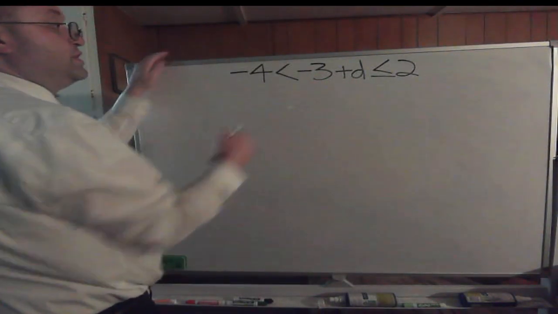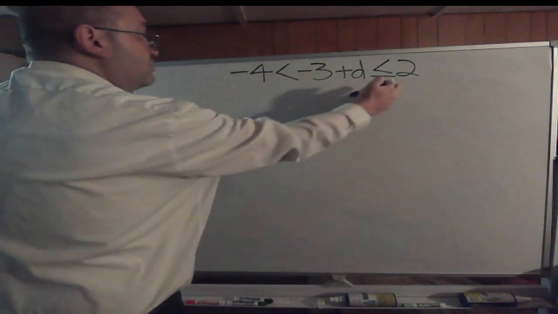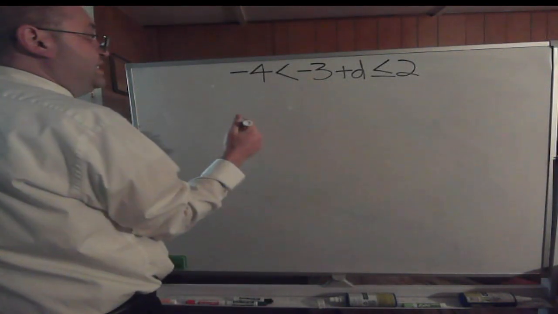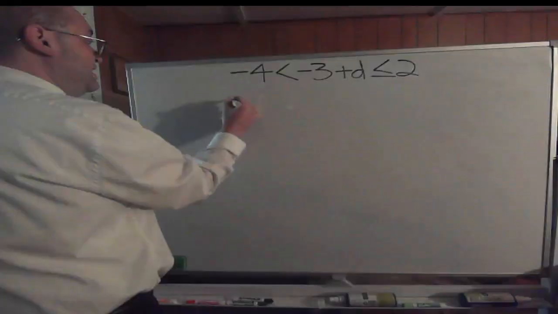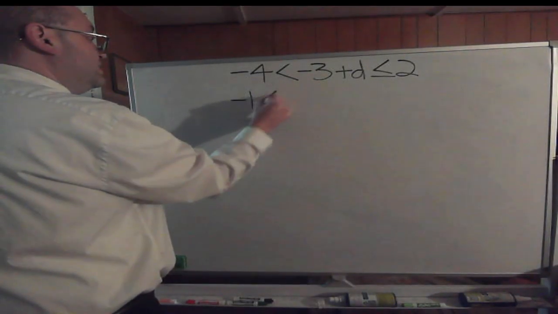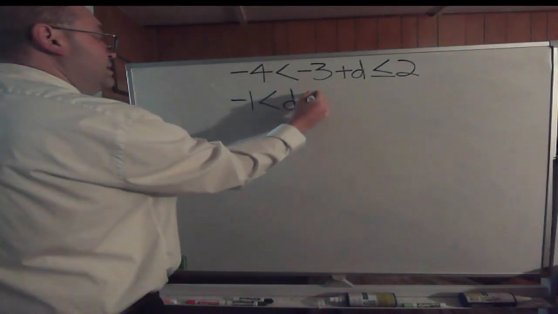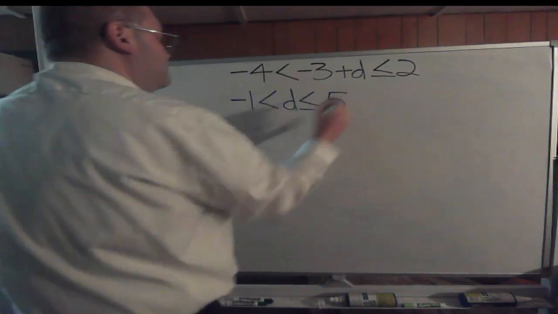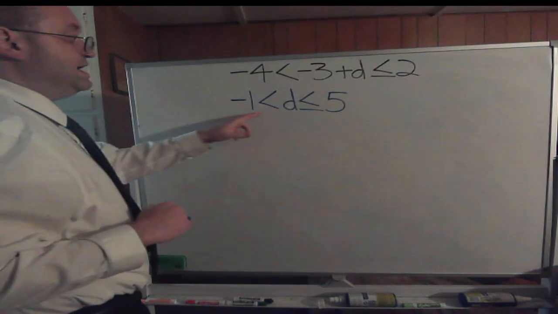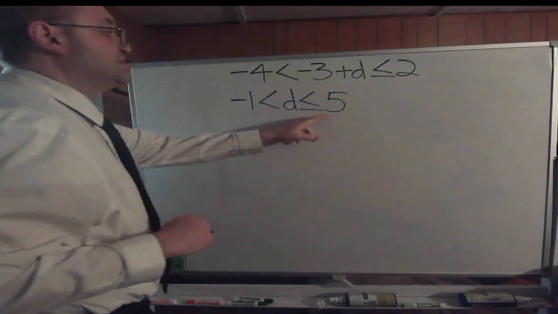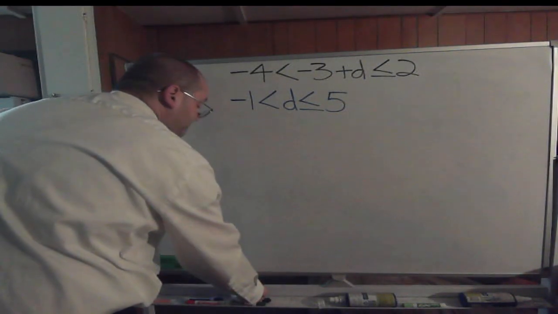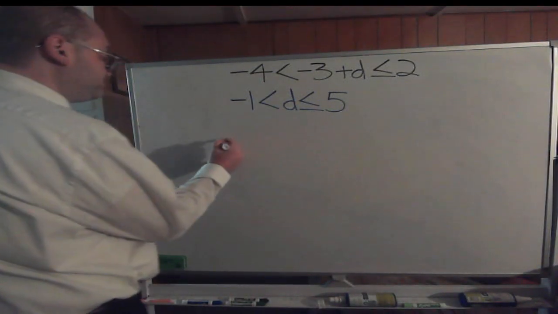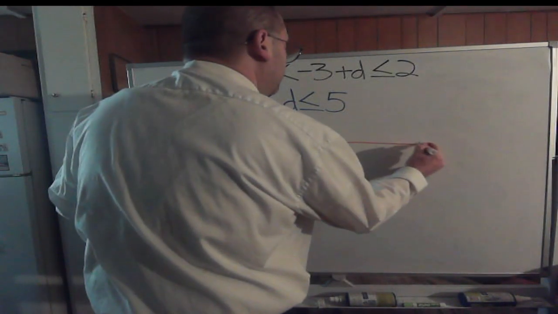We have a -3, so we need to add 3 to both numbers on either side of the -3 plus d. If I add 3 to -4, I get -1. That'll be less than d, which will be less than or equal to 2 plus 3, which is 5. So the solution to this is going to be -1 is less than d, which is less than or equal to 5. And then now I just got to go through and graph this on a number line.